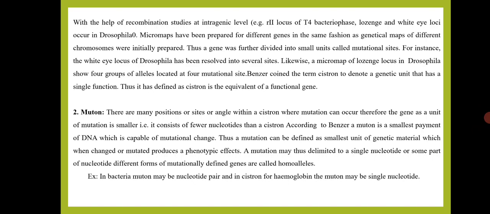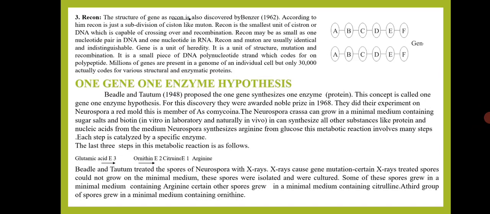Different forms of mutationally defined genes are called homoalleles. For example, in bacteria, a muton may be present, or even a cistron for the hemoglobin. The muton can be a single nucleotide.